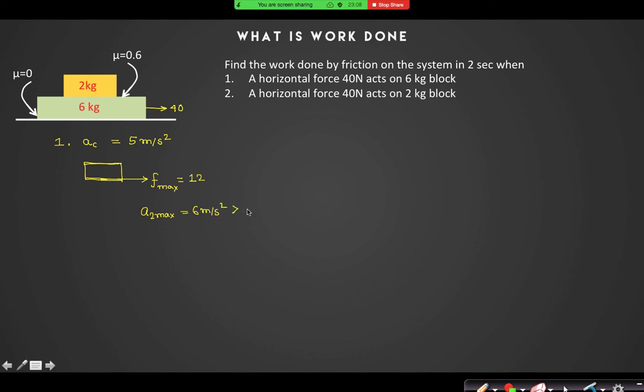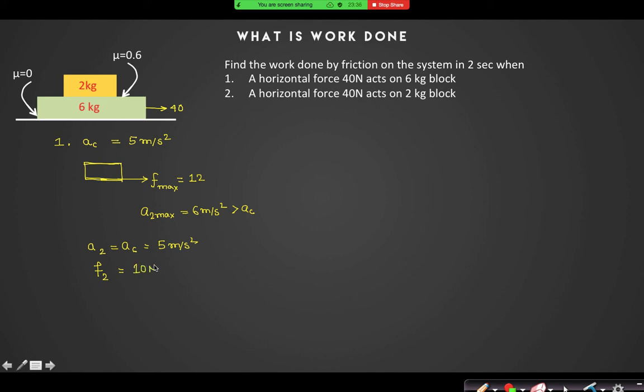So as it is greater than the common acceleration, it has no problem moving with the common acceleration. So acceleration of 2 is equal to acceleration of 6 is equal to 5 meter per second squared. Yes or no? Yes. So what is the friction force on the 2 kg block? 10 Newton. Now it will not take 12 because it is moving with 5. So 5 into 2, 10 Newton will be the force on the 2 kg block.